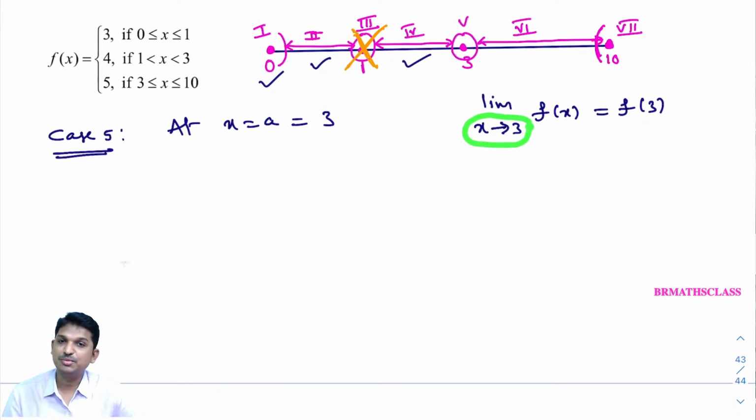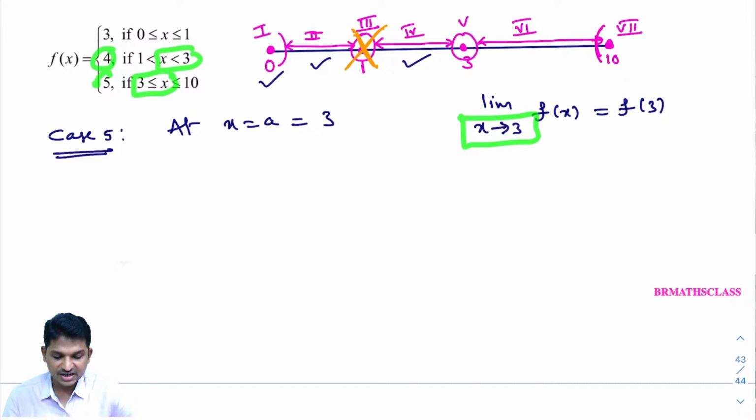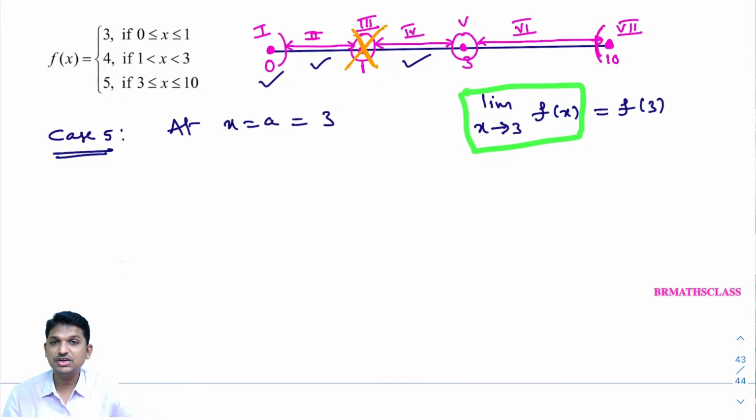X approaches 3 means x values are slightly less than 3 or slightly greater than 3, but not 3. This is what we learned from the beginning of this chapter. When x is less than 3, the function is 4. When x is greater than 3, the function is 5. So to calculate the limit as x approaches 3 of f of x, you need to calculate the left hand limit and right hand limit, because as x approaches 3 from the left we choose the function 4, and from the right we choose the function 5.